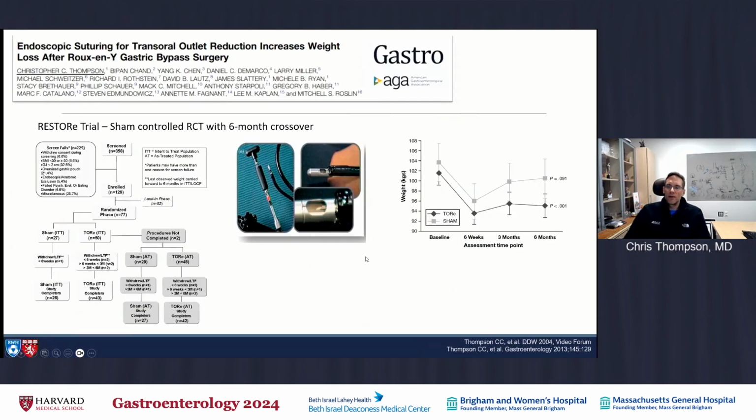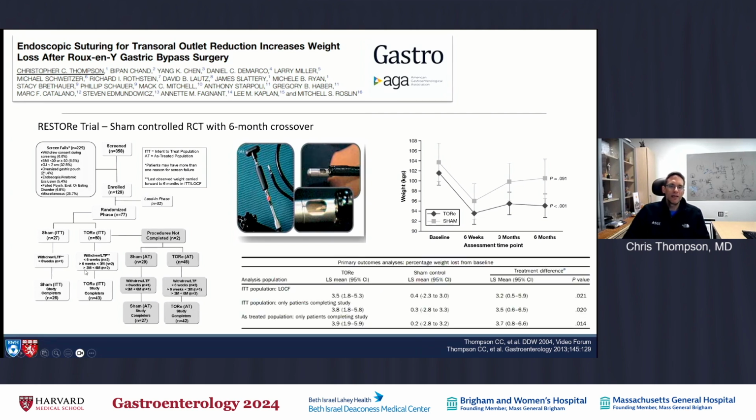So this was a study we did years ago, again, using the old BARD equipment when they were still in the game. And it was a randomized sham-controlled trial and a double-blind, so very rigorous study. And we had patients that regained weight after gastric bypass, and they were randomized to either get a sham procedure or a transoral outlet reduction called a TOR procedure. All right, it was 27 and 50, so 2-to-1 randomization. And you can see we did an intent to treat analysis.